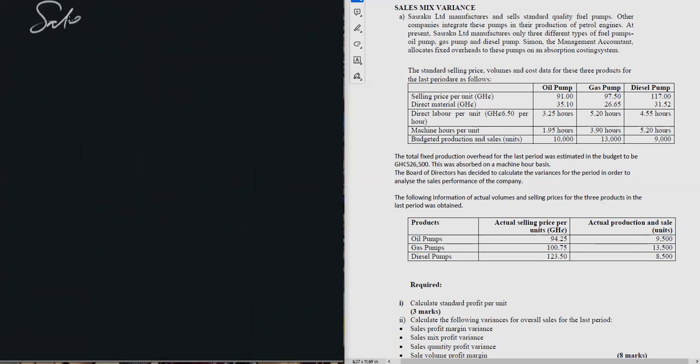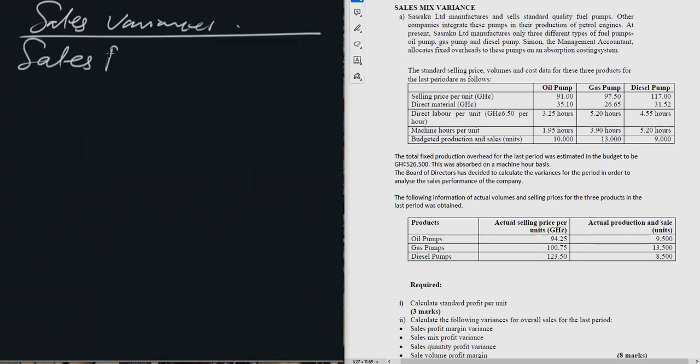So let's do our normal sales variances, which are the volume and the price. First I will start with sales price. From what I did earlier, sales price variance is the difference in price: your actual price minus your budgeted or standard price, times your actual quantity. Per this question, where do I have my actual quantity? The data here says actual production and sale, so this is the actual quantity. You can see your actual price here, and your standard price at the top.